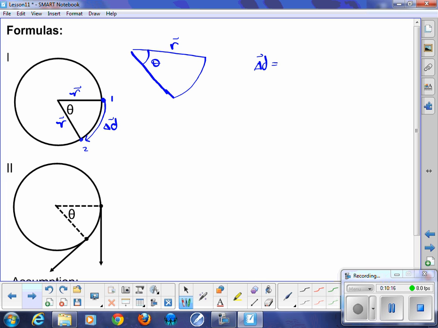Displacement is equal to your velocity multiplied by the change in your time. Now your displacement here from point 1 to point 2, I kind of drew it on the edge, but remember displacement is how far you are from your original location. So delta D should actually be a direct line from 1 to 2. That is your delta D.